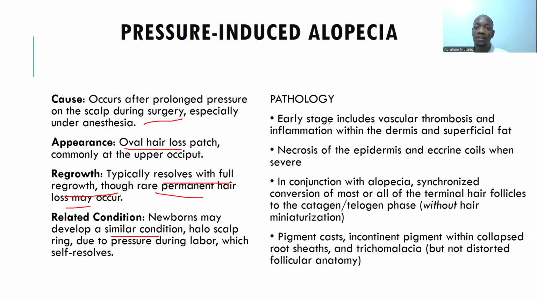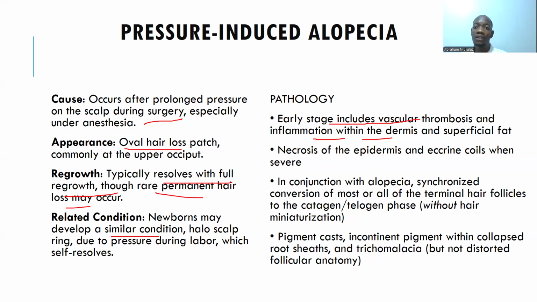So when you do pathology for this particular type, we see that you'll have vascular thrombosis, or blood clots, within vessels that supply the hairs. This can also be seen together with inflammation detectable within the dermis and then the superficial fat. Sometimes you can see areas of necrosis within the epidermis and around the eccrine coil that can occur in severe cases.